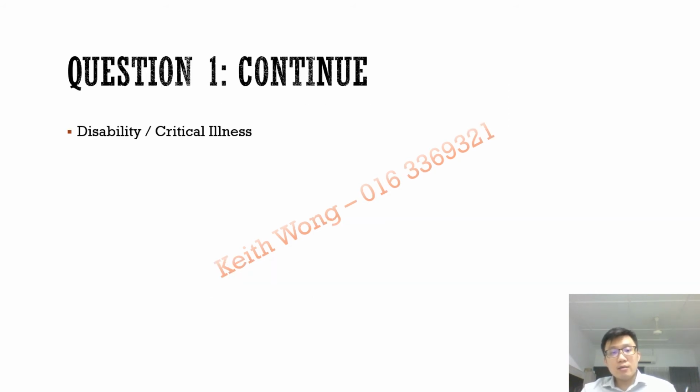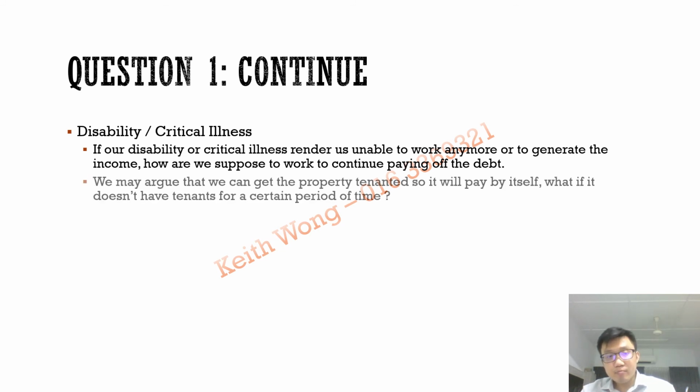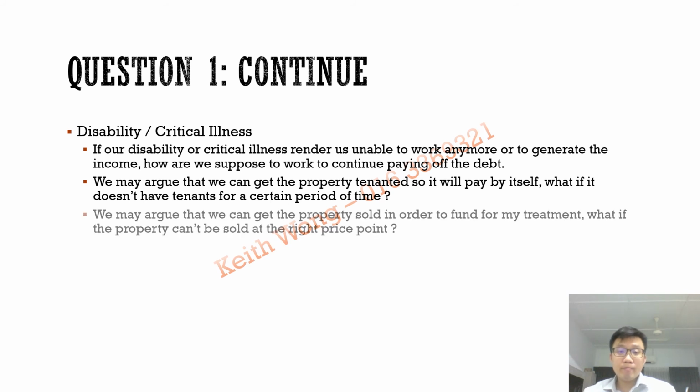Secondly, if disability or critical illness happens, we may be rendered unable to work for a period of time, or maybe permanently unable to work, or even generate an income. How are we supposed to continue to pay off the debts? We may argue that we can get the property to be tenanted so that it will be paid by itself. But what if you can't find a tenant for a certain period of time?